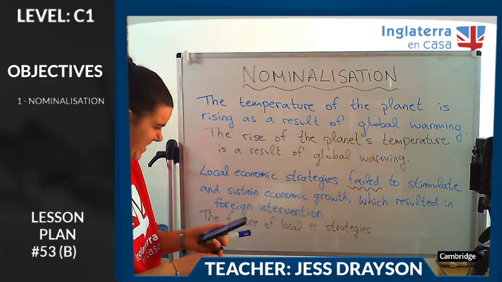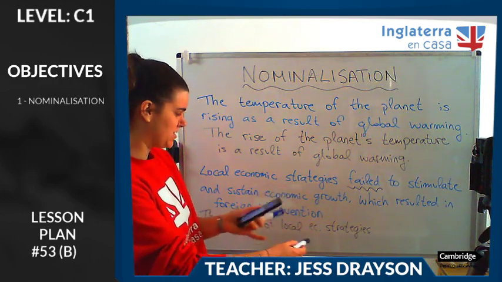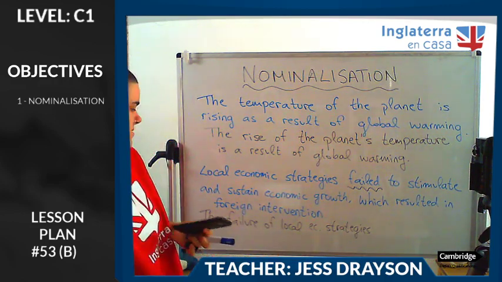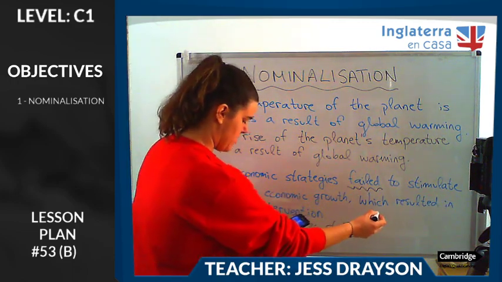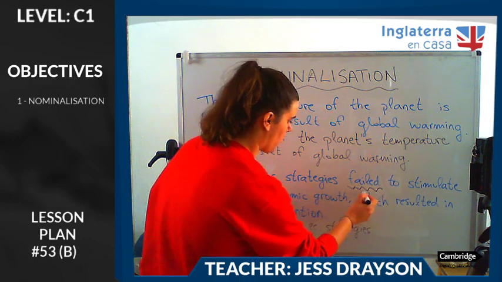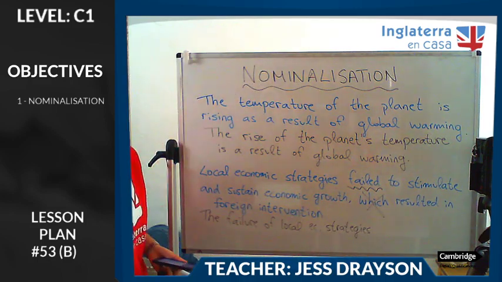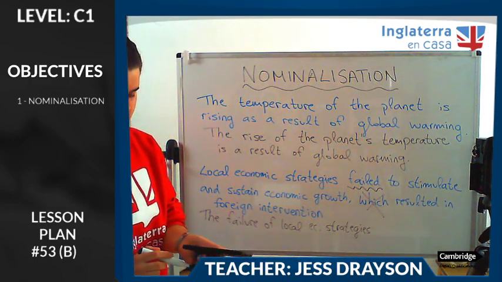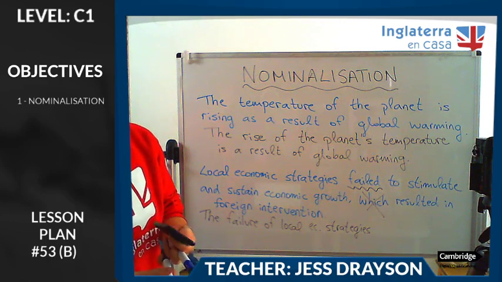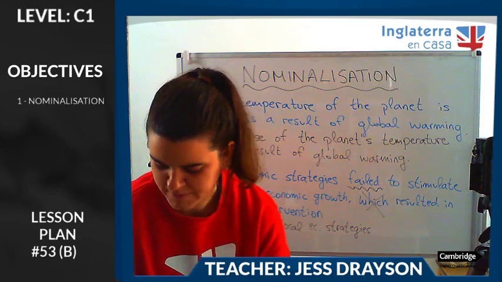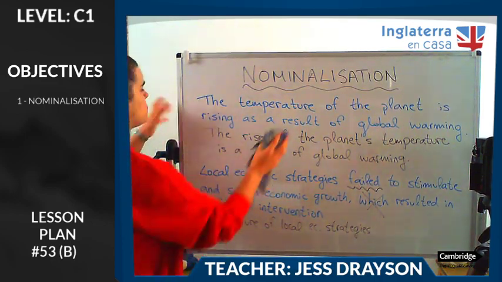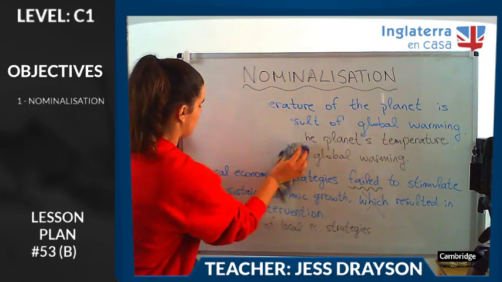Okay. So yeah, the failure of economic strategies, and then the rest is the same: to stimulate and sustain economic growth, and then you remove this, resulted in foreign intervention. Okay, I'm not going to write the entire sentence. Okie dokie. Very good. C1. Amazing. Okay, I'm going to do 2 more examples for you.